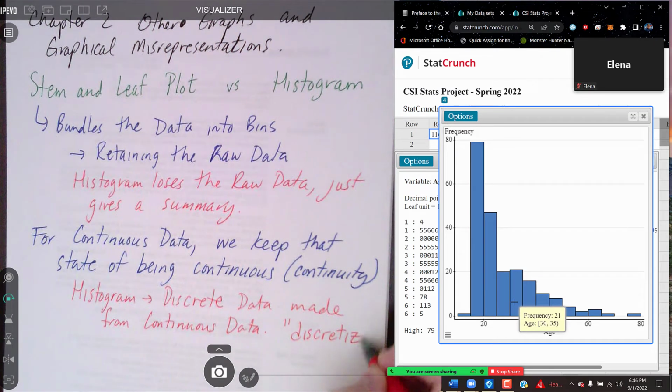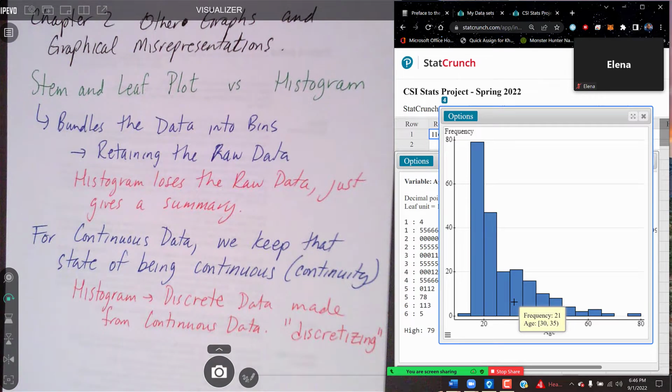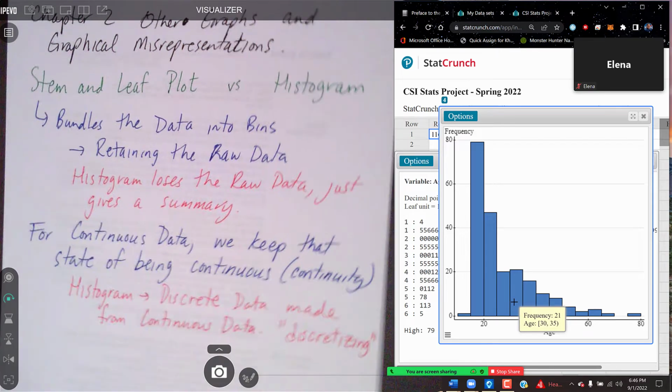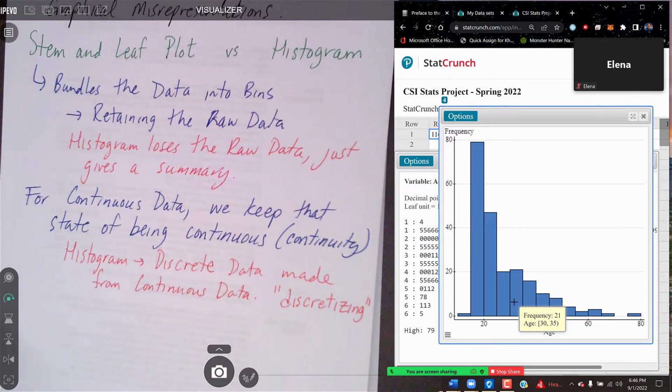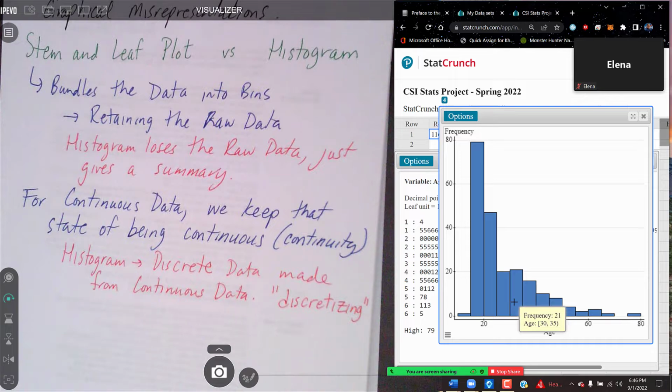You're not going to need to know these: continuity and discretizing. It's not like it's on a test or anything. I'm just sharing some Jeopardy facts for you.